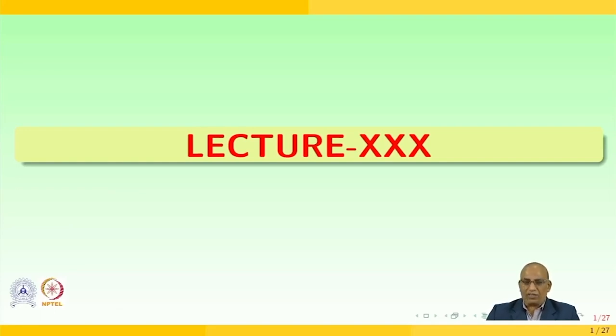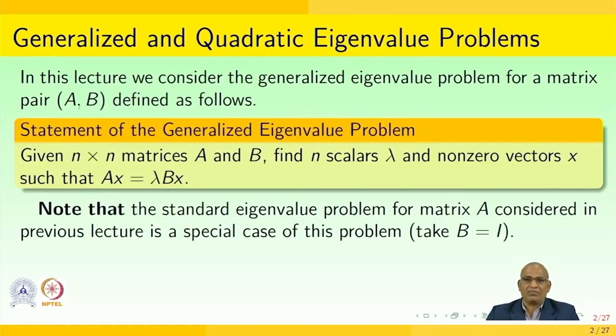Before going to this lecture, in the last lecture we were able to find the matrix factorization using different methods. Today, we are going to have a generalized quadratic eigenvalue problem. This is a special case of the system Ax is equal to lambda x.